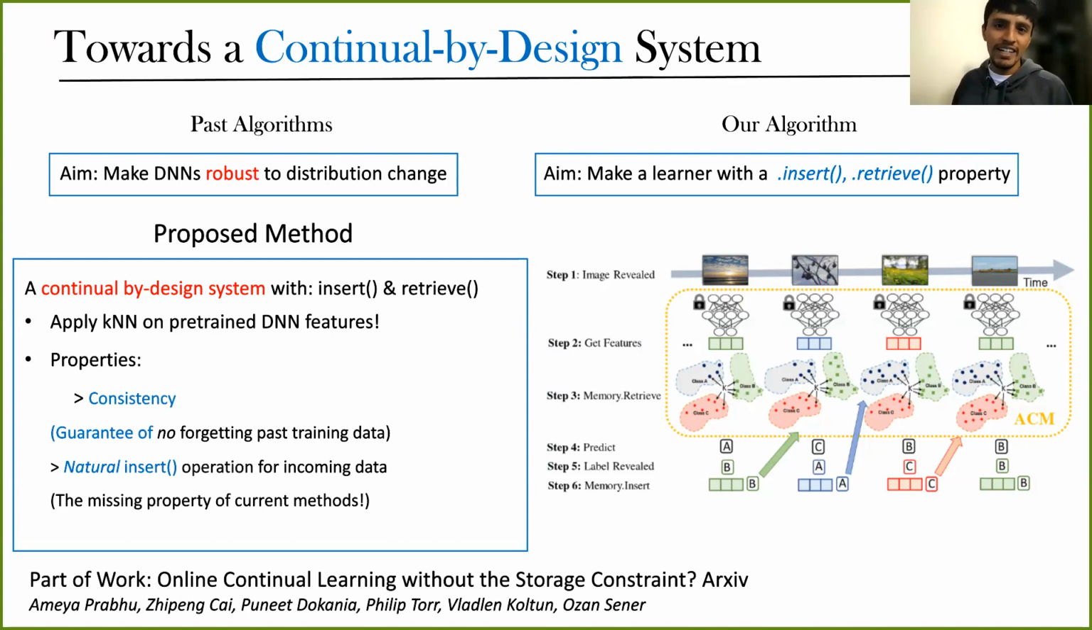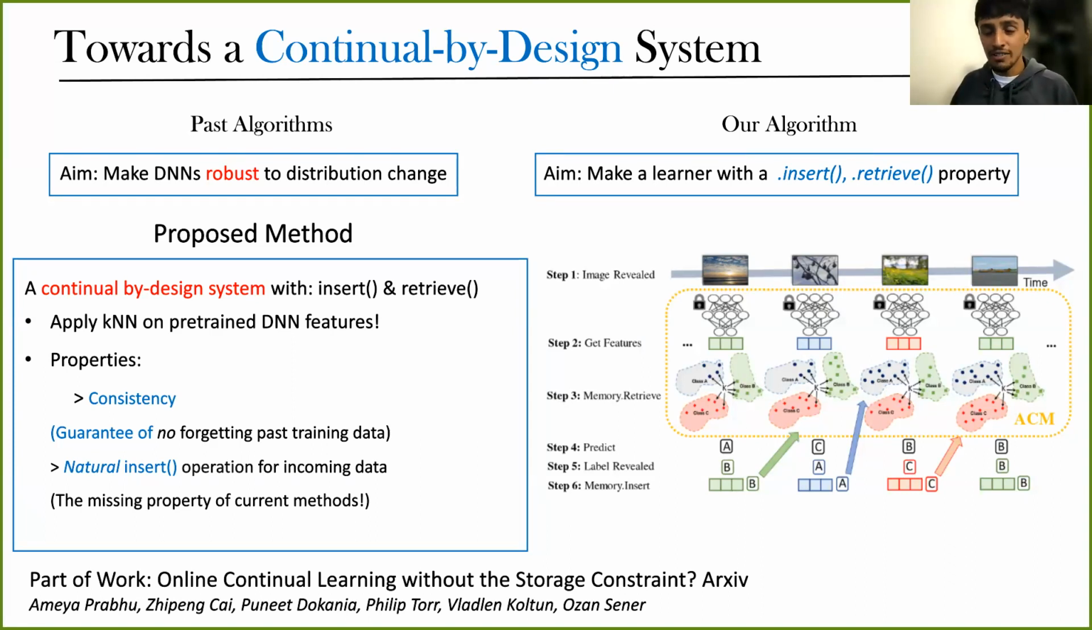Why did we choose KNN? It's attractive because it gives us this interesting property of consistency. What I mean by this is that we can guarantee that we will not forget any past training data. If you give me a new sample which is seen before, I will exactly be able to give you the same sample back and predict correctly. Second is a natural insert operation. KNNs can insert data points into the KNN data structure, which in our case is a structure called hierarchical navigable small world. But it allows this natural insert operation.